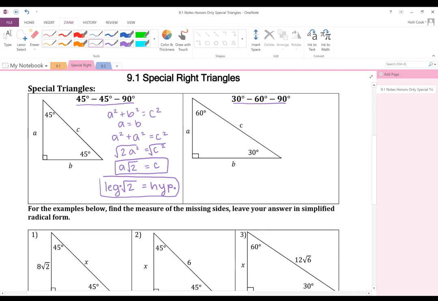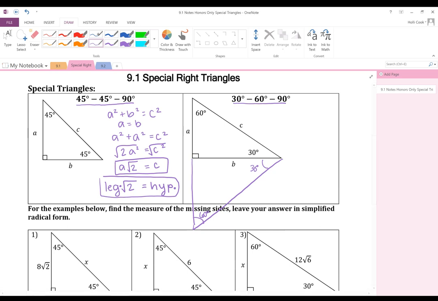Now let's look at our 30, 60, 90 triangle. To do this, we're going to make this into an equilateral triangle. If you notice, now that we have this equilateral triangle, not isosceles, all of our sides have to be equal to each other, right? Equilateral triangle means all sides are equal.